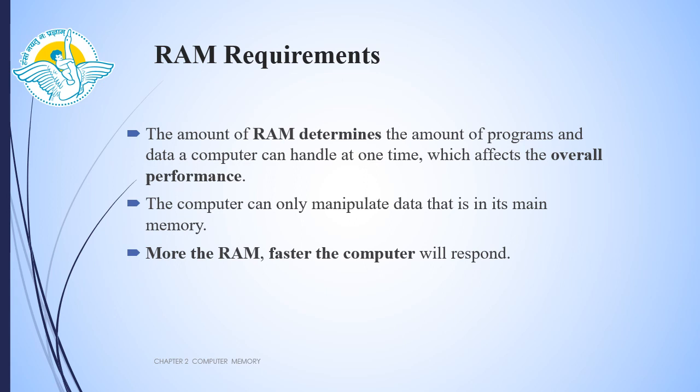Now we understand the significance or importance of RAM in a computer system. The amount of RAM determines the amount of programs and data a computer can handle at one time, which affects the overall performance of a computer system. The computer can only manipulate data that is in its main memory or RAM. The more the RAM, the faster the computer will respond.